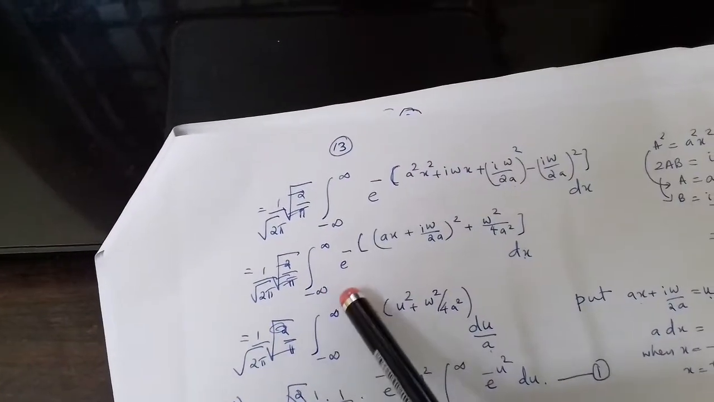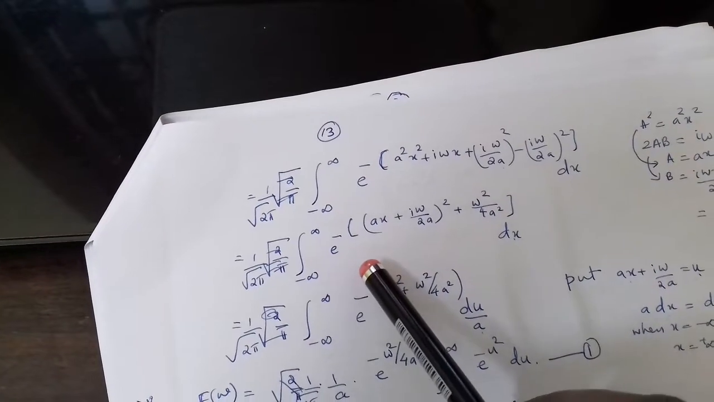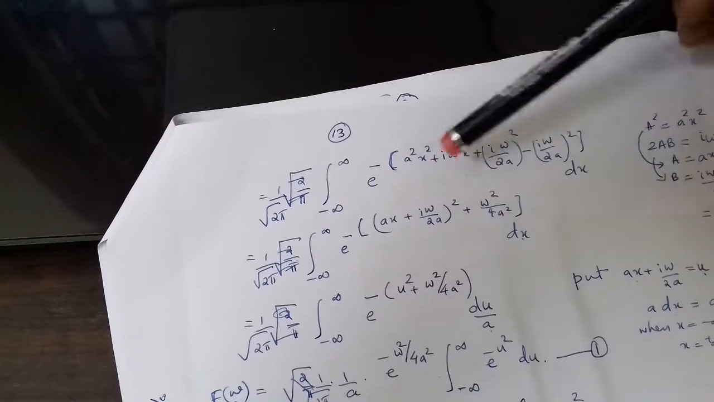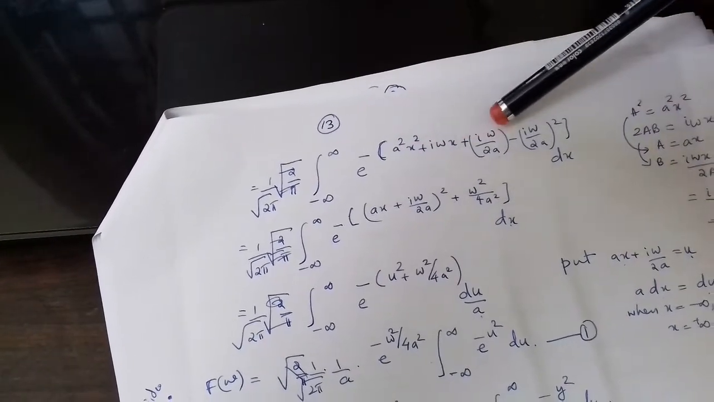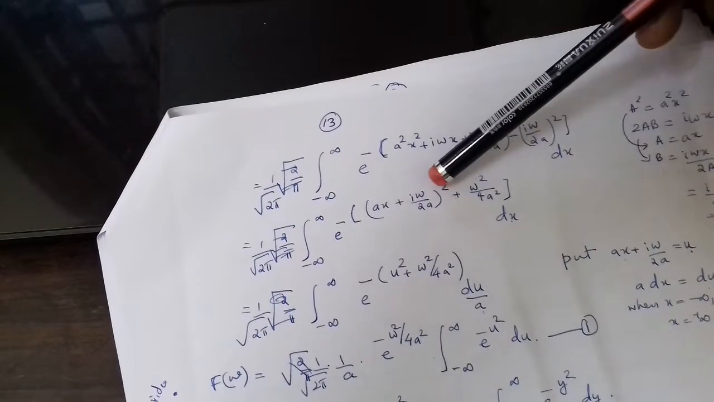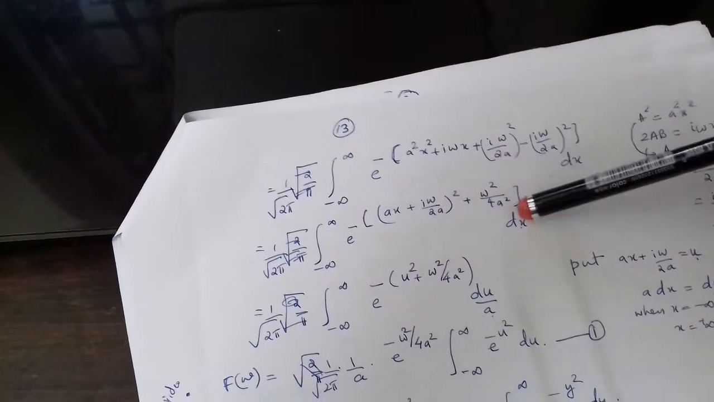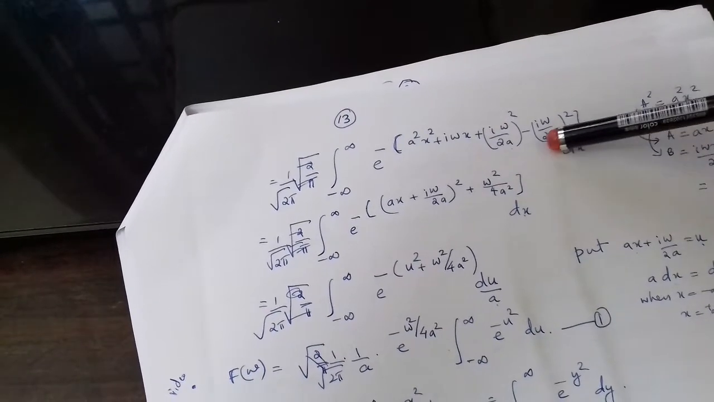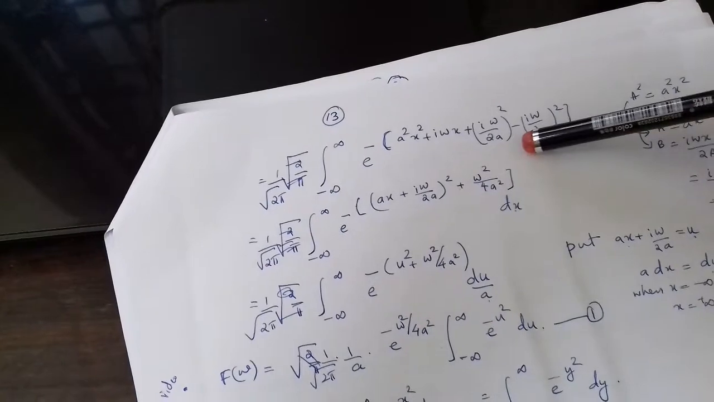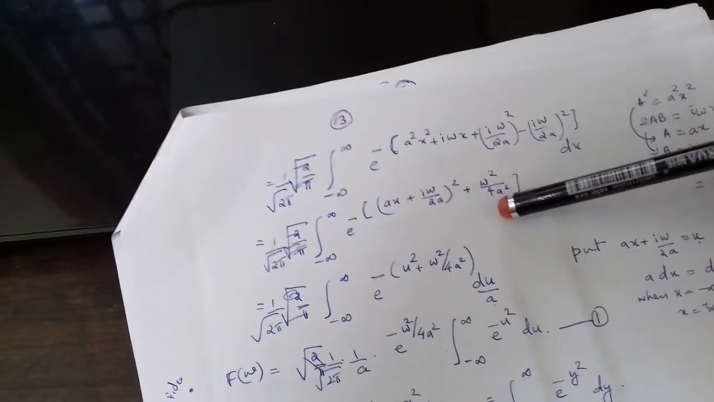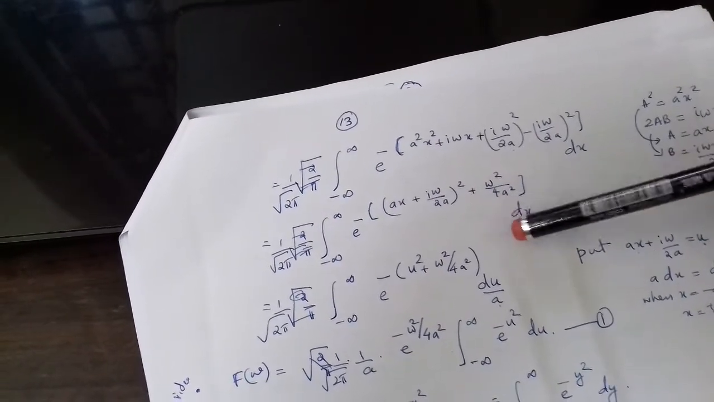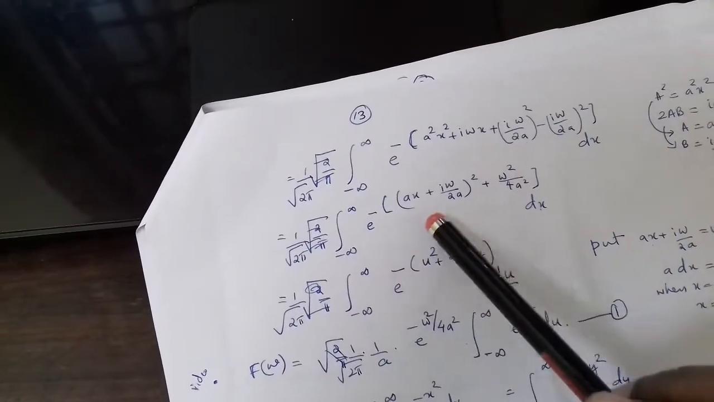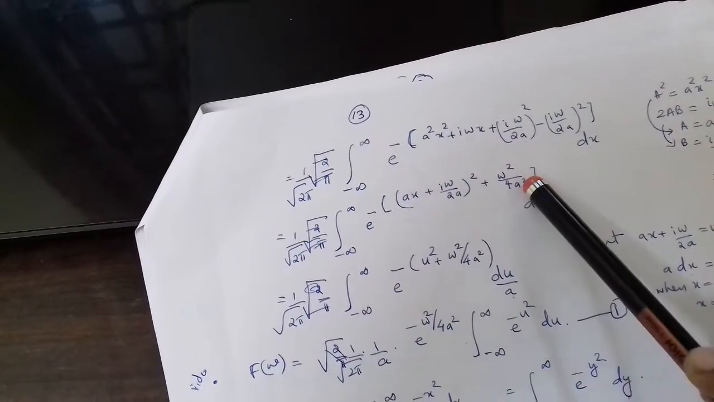So that it is 1 by root of 2 pi integral minus infinity to infinity e raised to minus of a square plus 2ab plus b square. This is ax plus i omega by 2a, the whole square, plus this is i omega by 2a the whole square, that is i square omega square by 4a square, and minus i square is plus 1, i square is minus 1, so minus i square is plus 1, so plus omega square by 4a square. So it is minus the square of a term plus a square term.